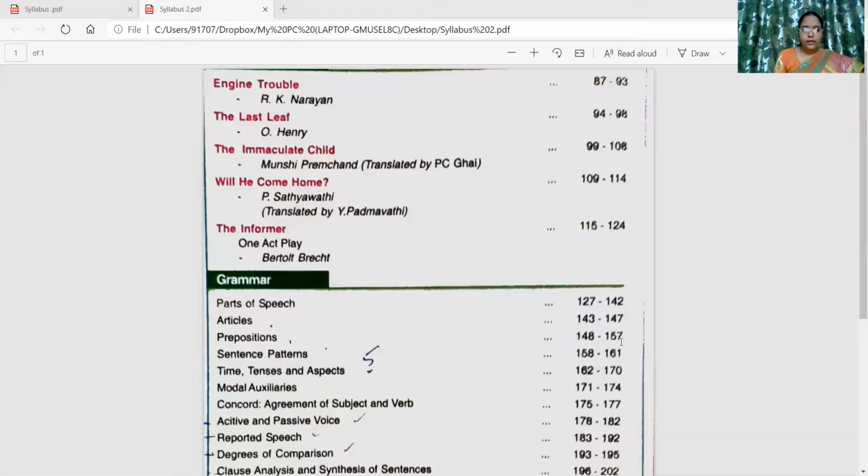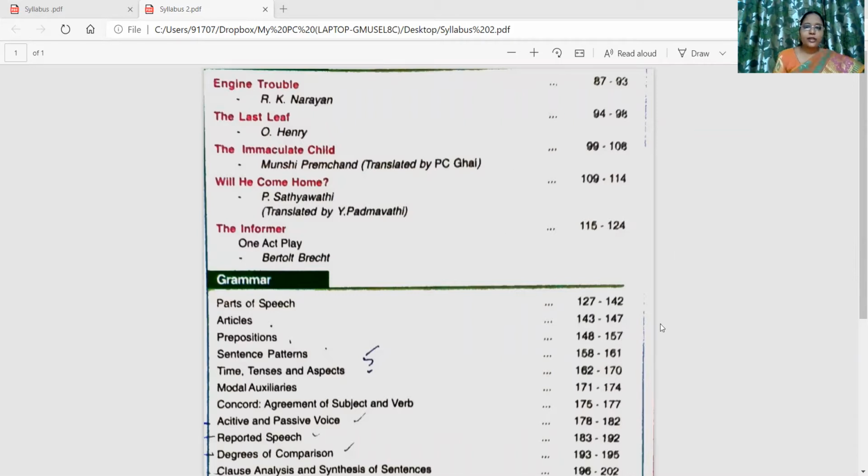And these are the 5 poems we have for this year, students. And next, coming to the non-detailed text. So next, coming to the non-detailed syllabus, students. These are the short stories. 5 stories were given in the syllabus.